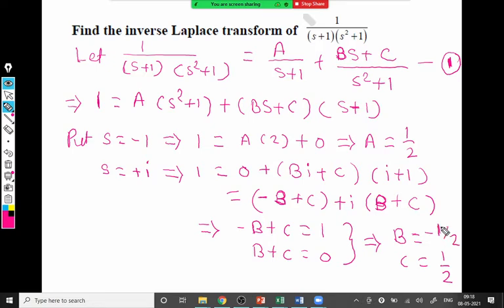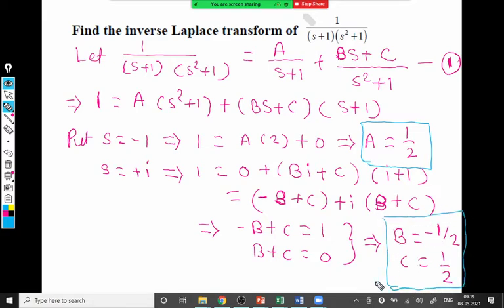So are you getting the values of A, B, C, how we calculated? A is 1 by 2, which we obtained by putting s equal to minus 1. To get the values of B and C, we replace s square equal to minus 1, so s equals iota. We got two equations for two unknowns. Adding these two equations, we get 2C equal to 1, so C is 1 by 2. And as C is 1 by 2, 1 minus half is half, so B is minus half. And those are the values of A, B, C.